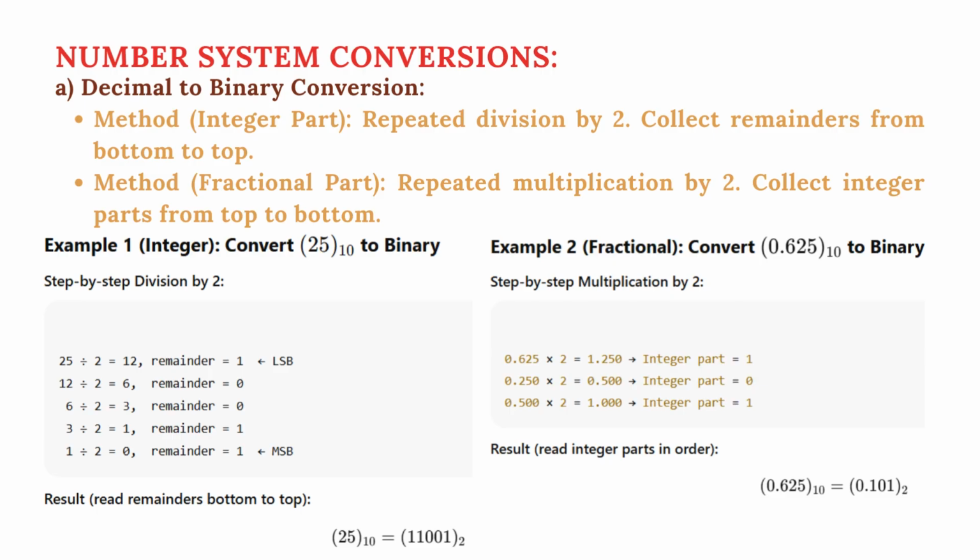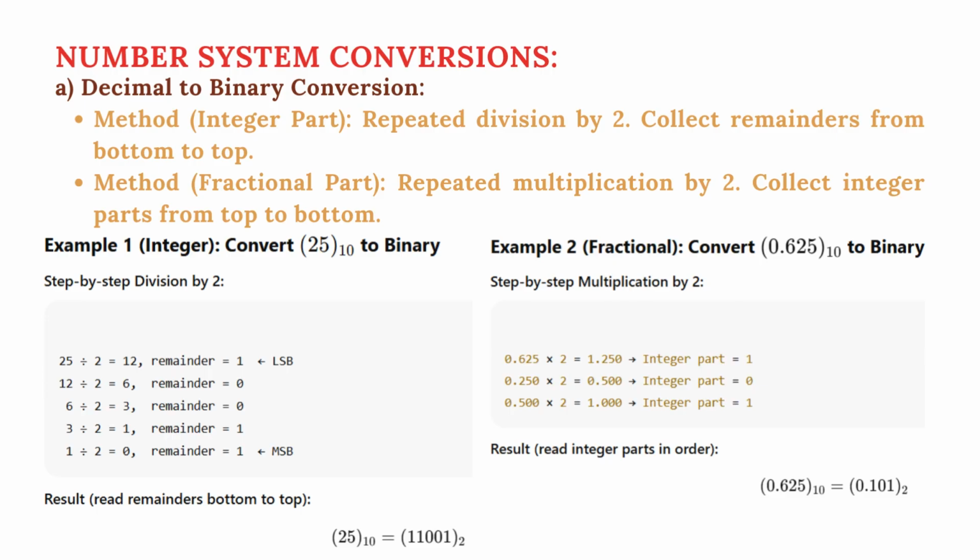Now to get our final binary number, we simply read the remainders from the bottom to top. The last remainder was 1, the MSB, then 1, then 0, and finally 1, the LSB. When we put them all together, we get 11001. So the decimal number 25 is equal to 11001 in binary. This method works for converting any decimal integer to binary.